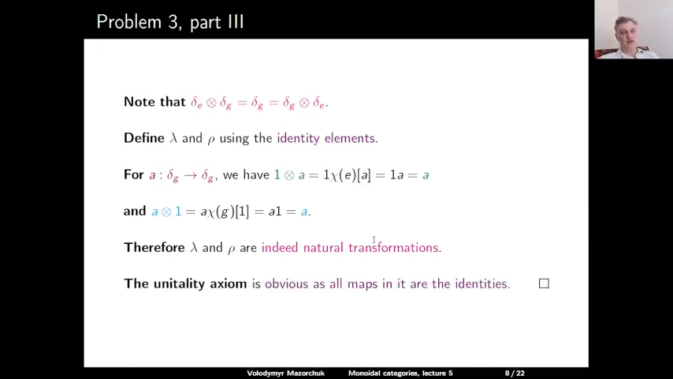And now the unitality axiom is obvious because all maps in the corresponding diagram are given by the identity elements. So any way around the diagram is just equal to the identity. This completes problem 3.